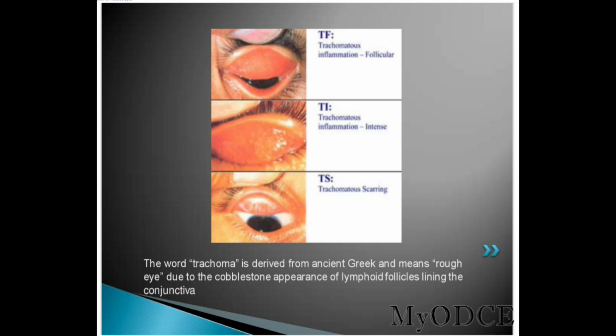So we see the importance here when dealing with chronic follicular conjunctivitis. It's important to get this controlled in the earlier stages because they're easier to treat as opposed to late-stage scarring.